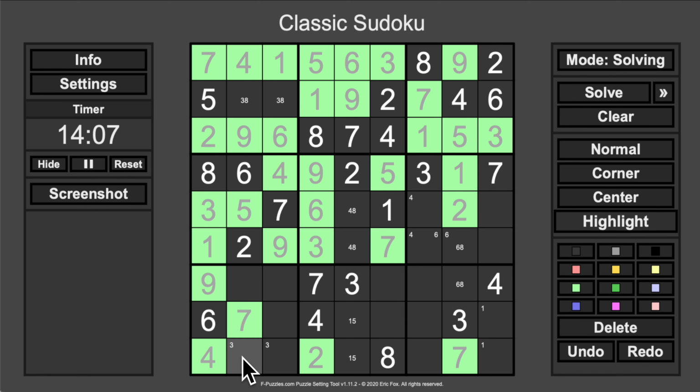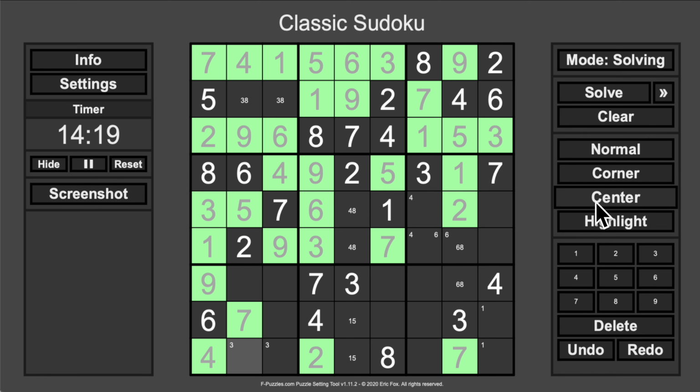Let's see. Here, in column 2, we've got 2, 4, 5, 6, 7, 9. I need 1, 3, and 8. This one can't be 8, so this is 1 or 3. This one can't be 3, so this is 1 or 8. Okay, that doesn't help me much. In row 5, we've got 1, 2, 3, 5, 6, 7. I need 4, 8, and 9. Which doesn't help me much.